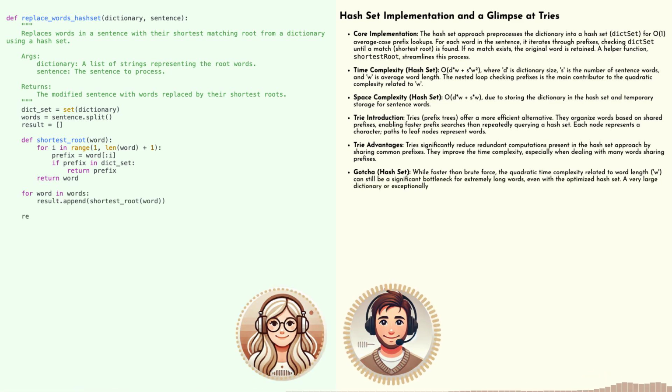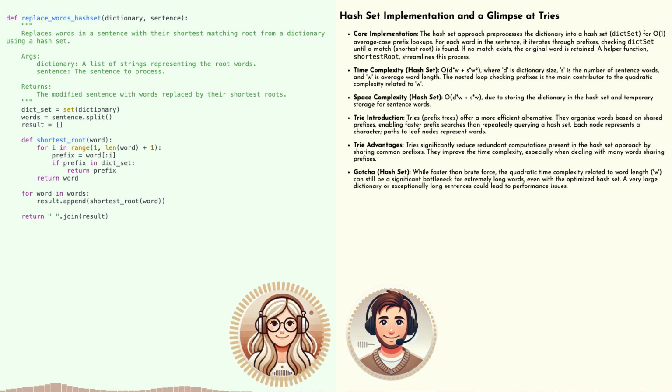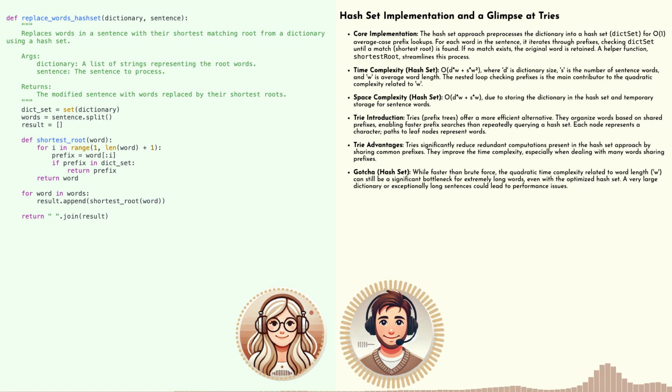Got it. So we're checking if any part of the word matches one of our root words. Then what? If you find a match, you replace the original word with that matching prefix from the hash set. And remember, you can stop checking prefixes as soon as you find one. Right, that early exit strategy. Okay, what if you go through all the prefixes and there are no matches? Then you just keep the original word.